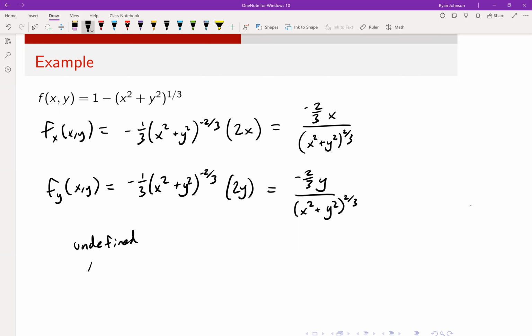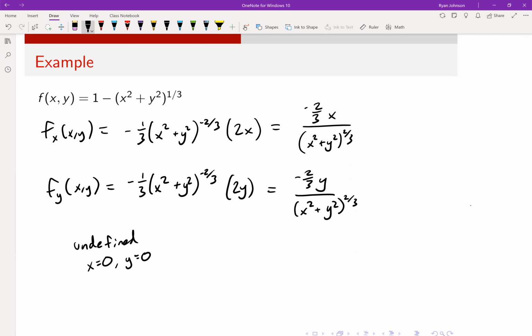These are undefined if x equals 0 and y equals 0. That's the only time the denominator would be 0. And then to try to set them equal to 0, you would set x equals 0 and y equals 0, which means there is no 0 critical point, but there is an undefined critical point at 0, 0.